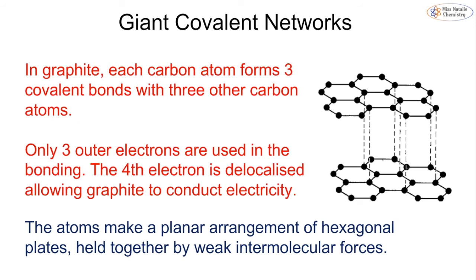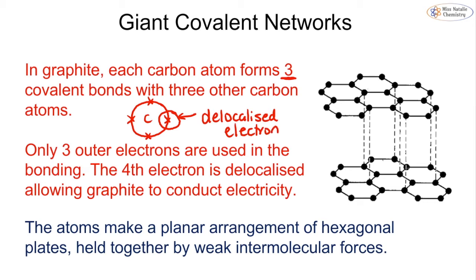Graphite, on the other hand, is slightly different. Graphite only forms 3 covalent bonds with another carbon. So we've got, again, carbon normally has 4 outer electrons. 3 of these are involved in bonding, so that causes that 1 outer electron here to become what we call delocalized. And that is just a fancy way of saying it becomes free to move.